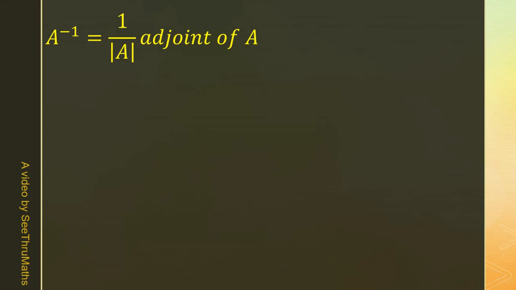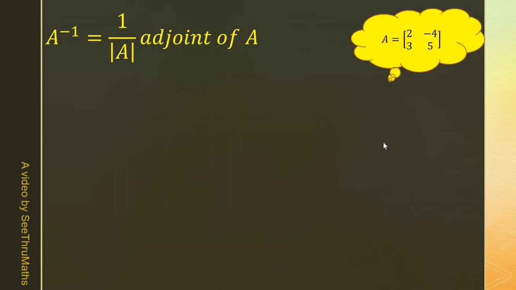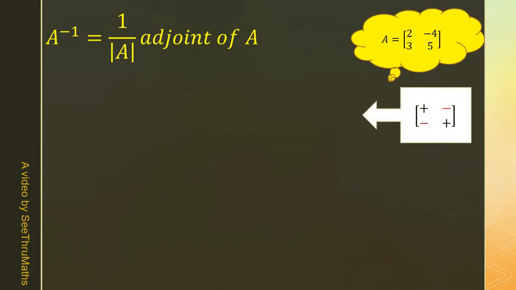Now write the rule for inverse. A inverse is equal to 1 by determinant of A into adjoint of A. Already we have calculated the determinant of A. Now we want to find the adjoint of A. Even though there is a procedure to find the adjoint of A, for a 2 cross 2 matrix, we can directly write it. First, here you can see the matrix, and we want to remember this plus or minus matrix.